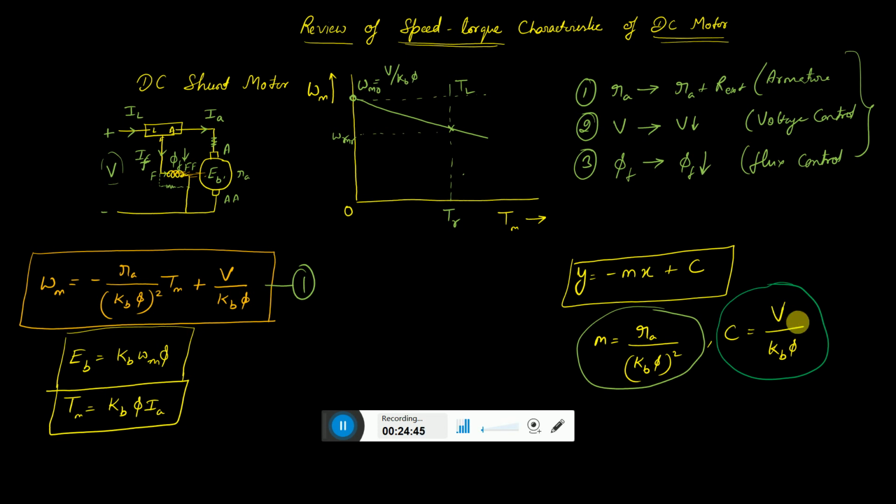If the flux is decreased over here, this will affect the value of the C. C will increase definitely, but the slope will also increase to a higher value. So we try to get the curve for this particular thing: if the flux is decreased, how does it affect this line? And what we get, let us see.